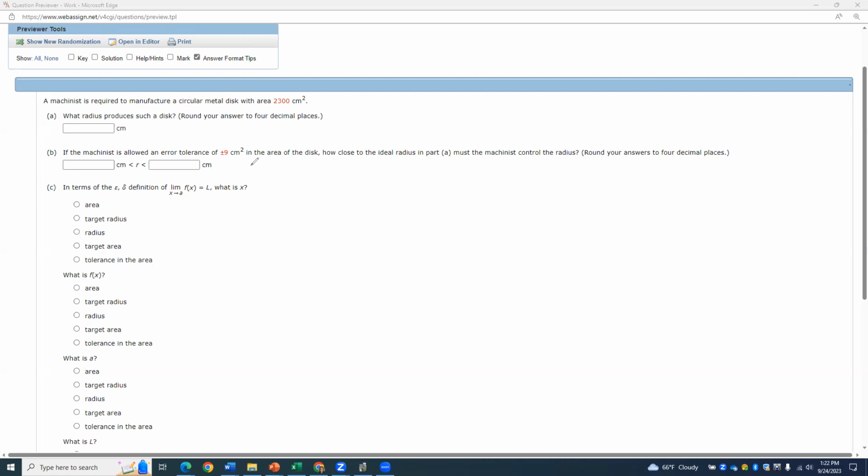Okay, so number 6 says a machinist is required to manufacture a circular metal disc with an area of 2,300 centimeters squared. Already started out great. Put a little accidental mark there, but here we go.